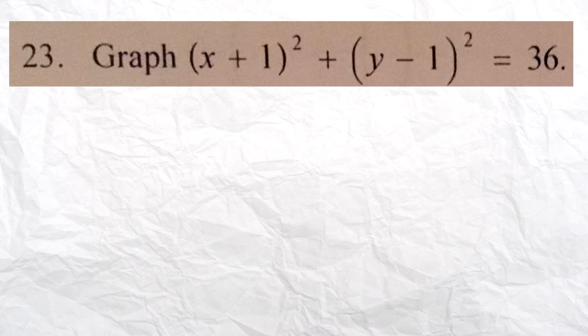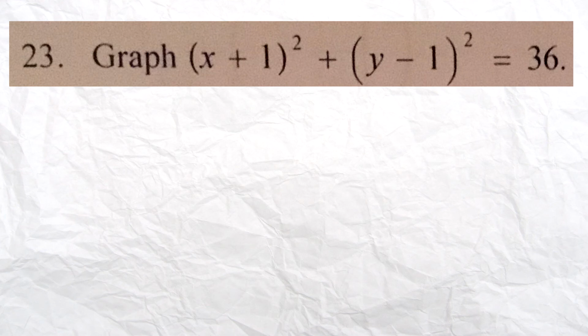Now, we have one more question to go through. Well, technically speaking, we've got two, since you guys are doing one as well. Graph x plus 1 squared plus y minus 1 squared equals 36.